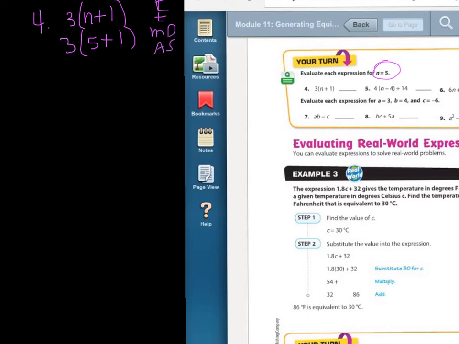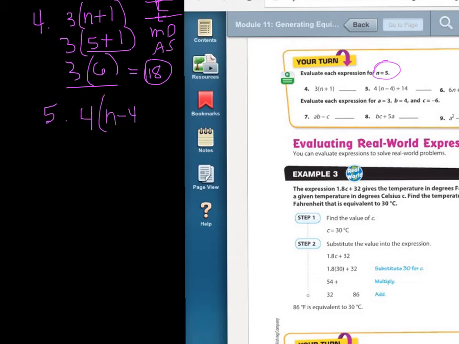So we do parentheses first. And that's going to be 3 times 5 plus 1 is 6. Okay, we don't have any more parentheses. We don't have any exponents. Multiplication and division, yes, is what we have right there. 3 times 6 equals 18. And there's your answer.